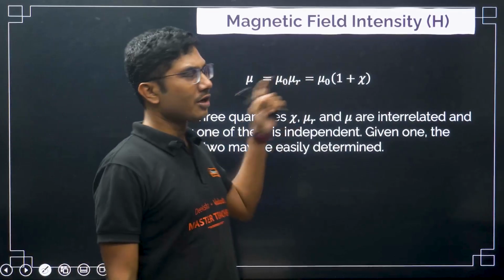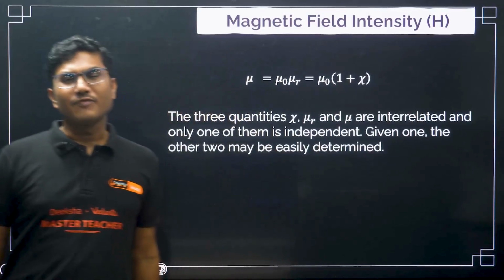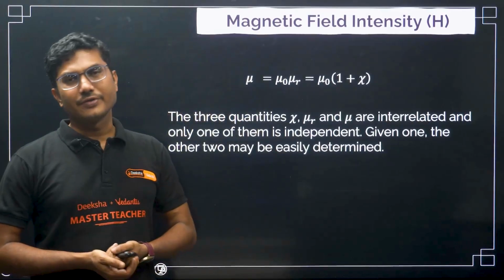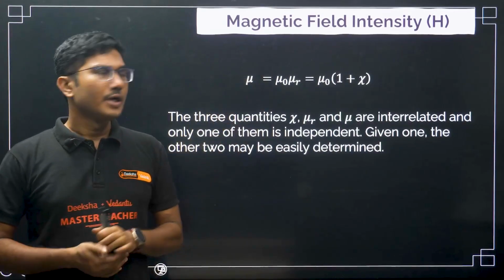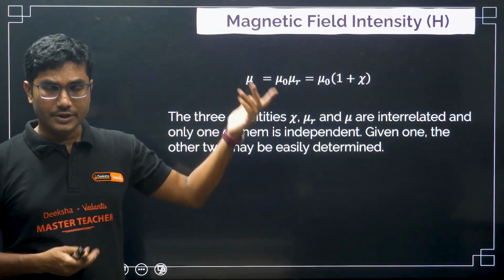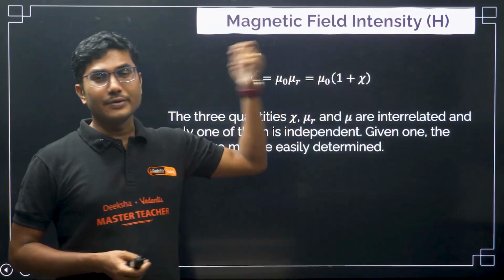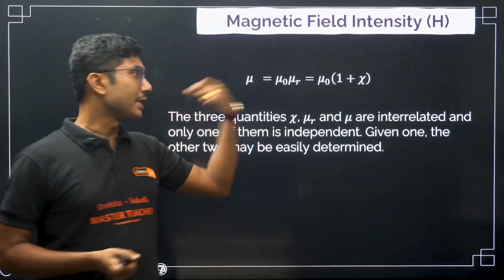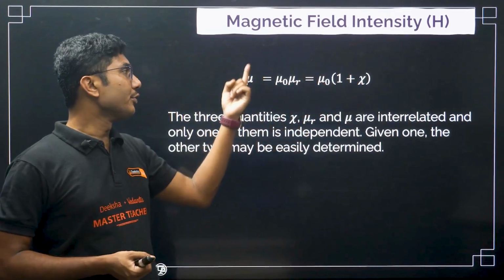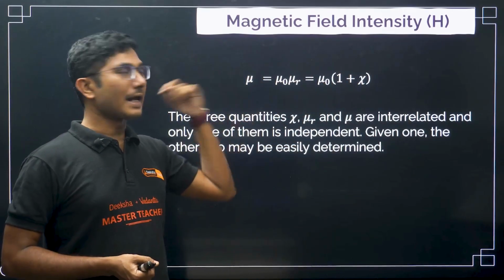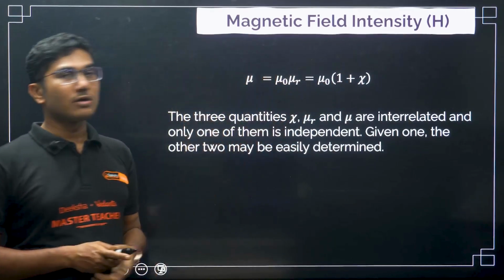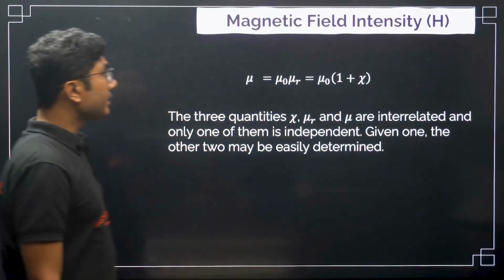So if any one of them is given to you, you can find the other quantities, which is very easy. Now mu naught is a universal constant. Chi, if it is given, depends on material to material. If it is given to you, you can calculate mu r, and if you can calculate mu r, you can also calculate mu. Now let's continue with the chapter.